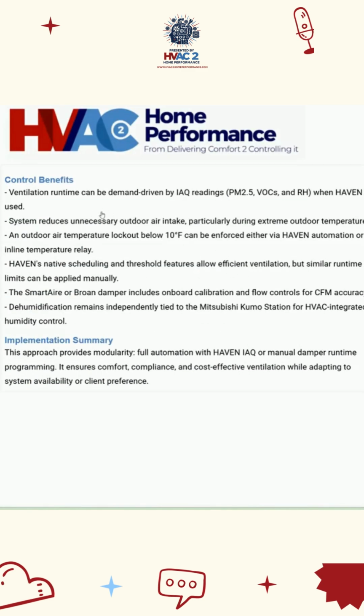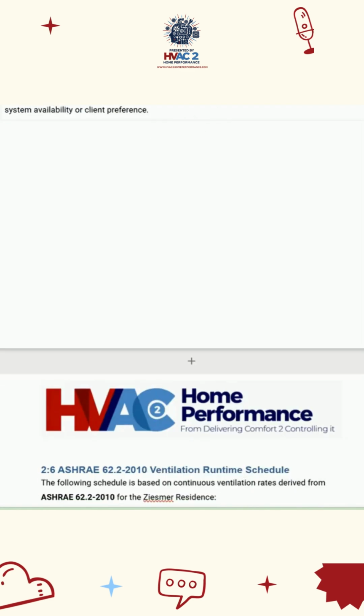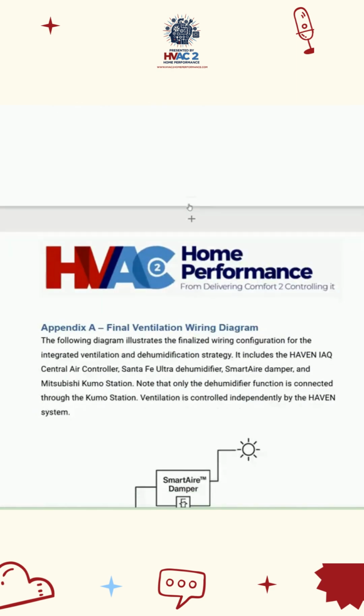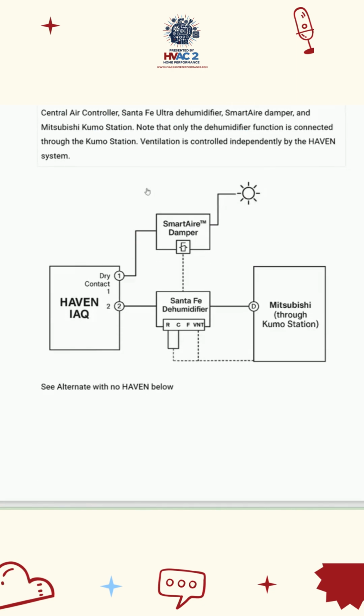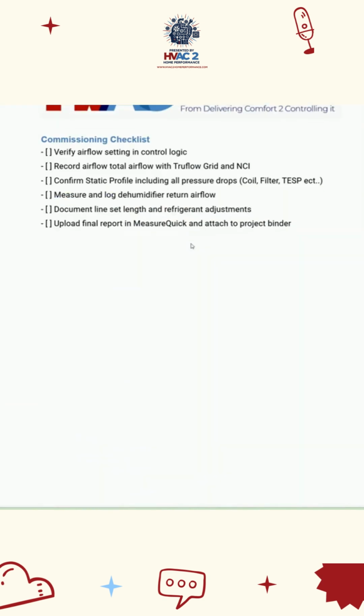And then we break down the control benefits, why we think we should do this, and an implementation summary, how they can implement it. And then we give an alternative. We give a ventilation runtime schedule, and then the intermittent ventilation strategy that can be set up. We even say without Haven, runtime control should be programmed directly through dampers, a built-in timer, or a manual relay cycle. Okay. And then finally, we have the system wiring diagrams here, and we show it with no Haven just in case that's what they're doing. And then we have the commissioning checklist.